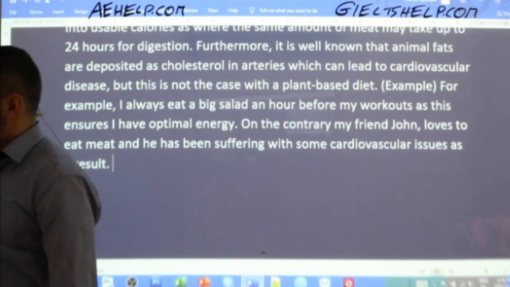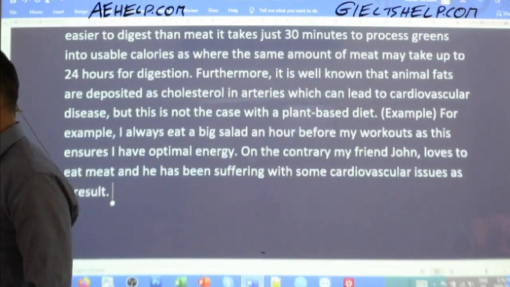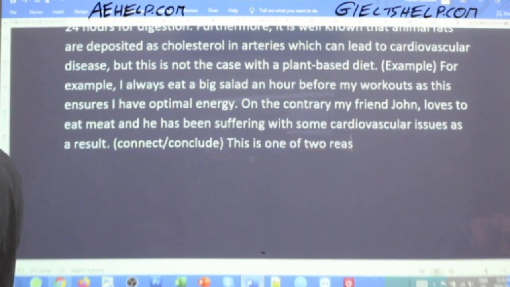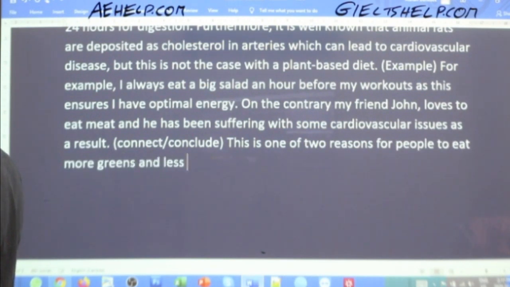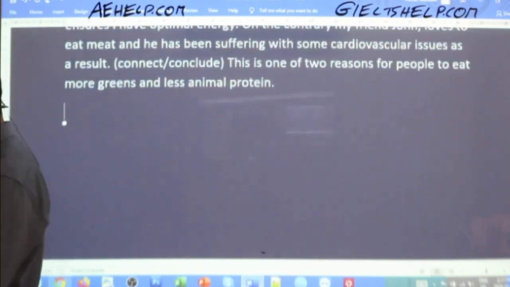Okay, so there is my body one. Now, if I want to connect, that's fairly simple here. So connect and conclude. For the IELTS, keep it simple. This is one of two reasons for people to eat more greens and less animal protein. Okay, and then you're ready for the next body paragraph 2.